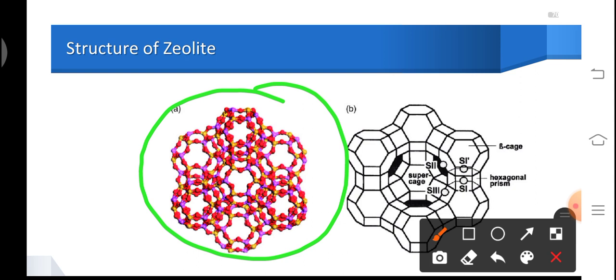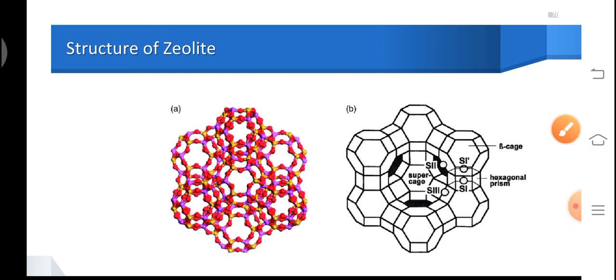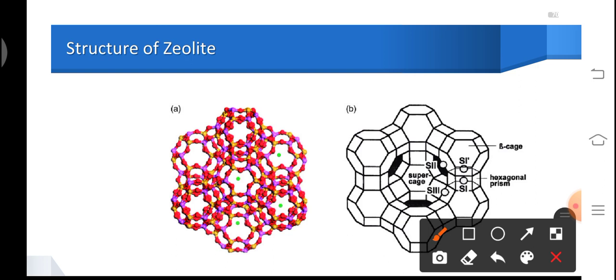However, some of the SiO4 units may be isomorphically replaced by aluminium ions in nature. So we know that in SiO4 the oxidation state of silicon is plus 4. If it is replaced by Al plus 3, then a plus 1 charge deficiency is generated. In order to balance this, zeolite incorporates one sodium or one potassium ion in between the cavities of the zeolite.